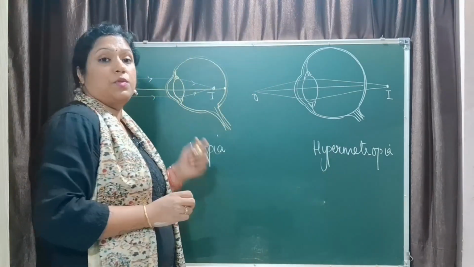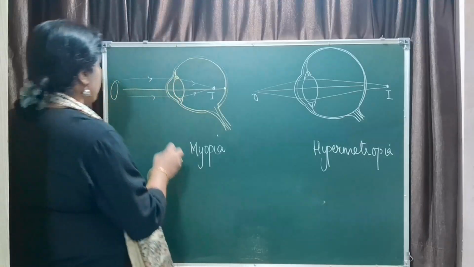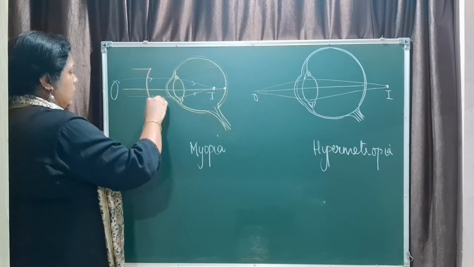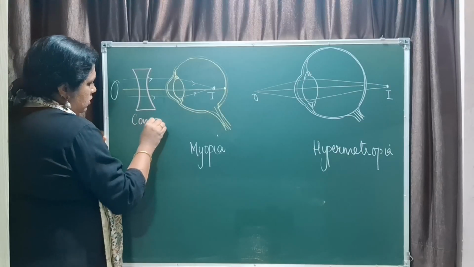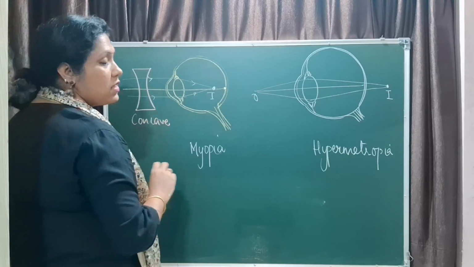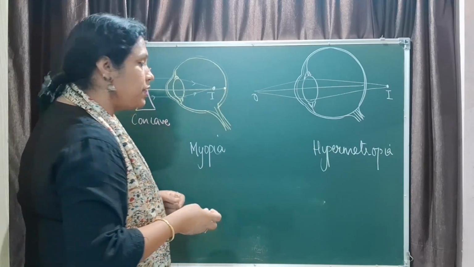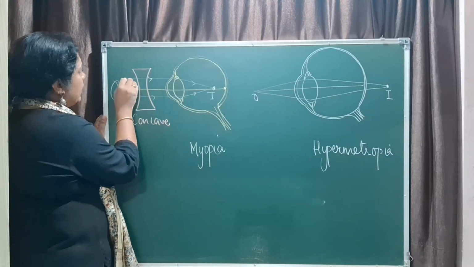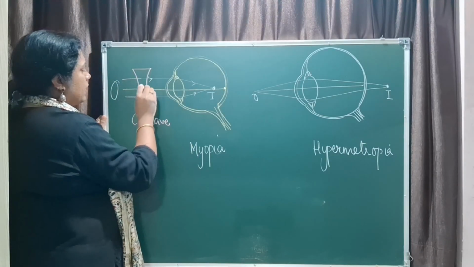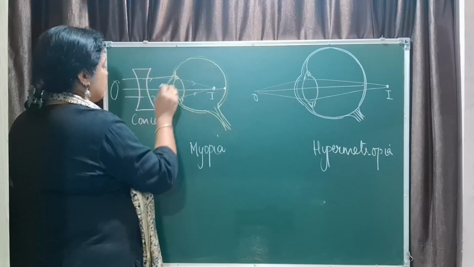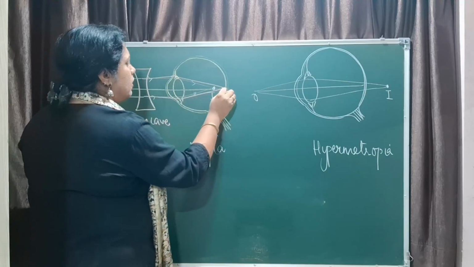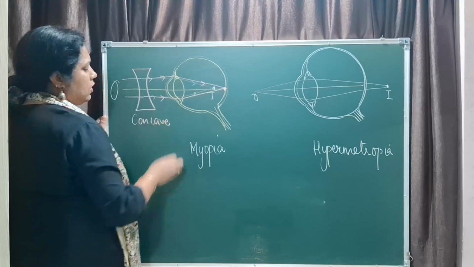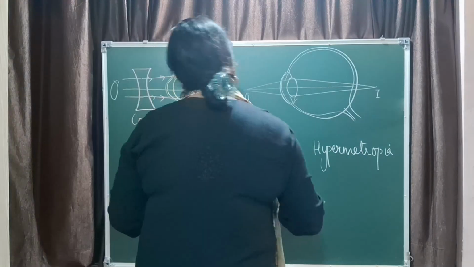Now we need to know how it is corrected. For correction in case of myopia, a concave lens is used. You know that a concave lens is a diverging lens. So when the light falls on the concave lens, it diverges and then the image is formed on the retina. So the myopia is corrected.